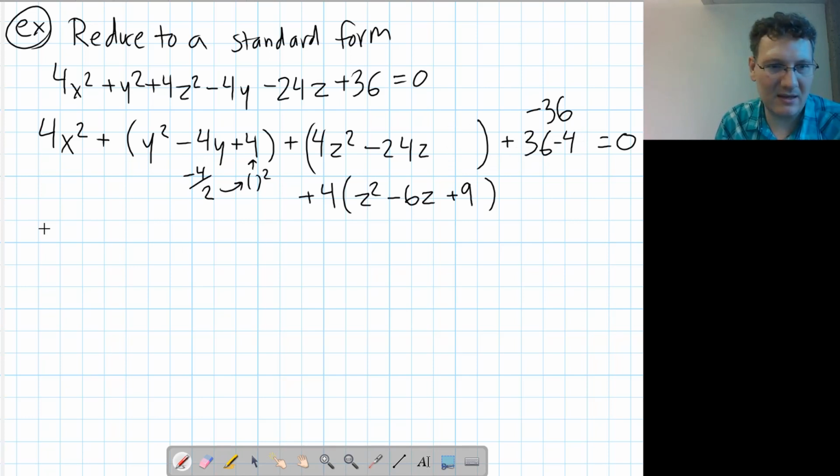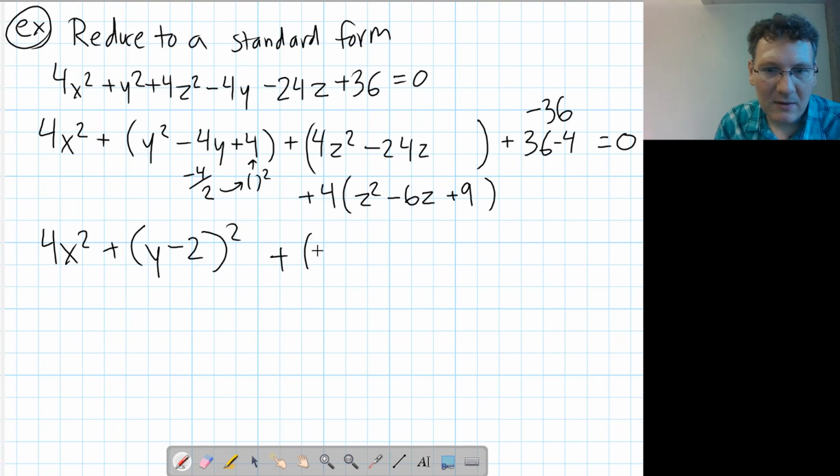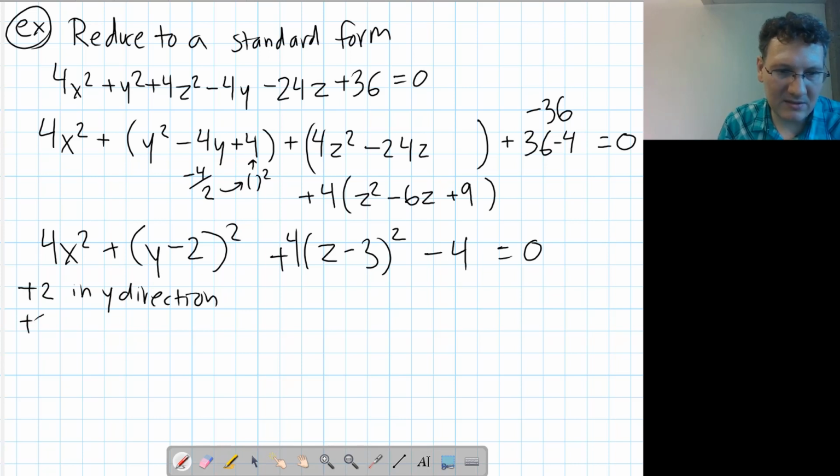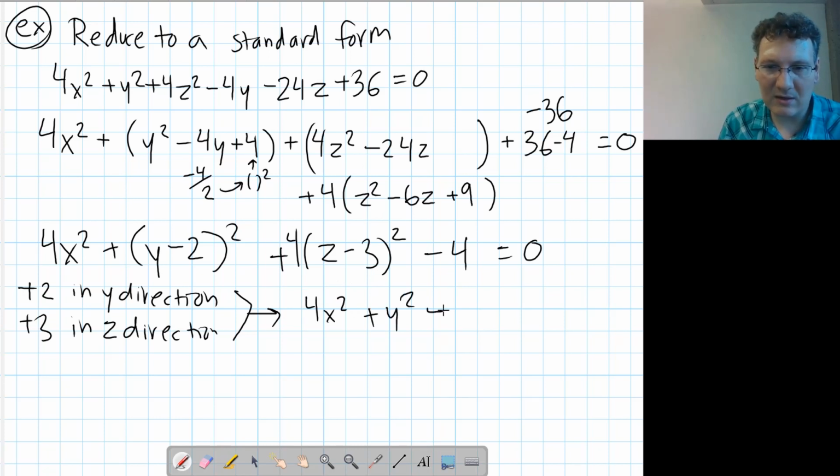What I'm going to write this as now is 4x squared plus y minus 2 squared plus 4 times z minus 3 squared minus 4, right, equals 0. And now it's worth observing that I could translate this if I moved plus 2 in the y direction and plus 3 in the z direction. This would give me 4x squared plus y squared plus 4z squared. I could write equals 4. And I can divide everything by 4.